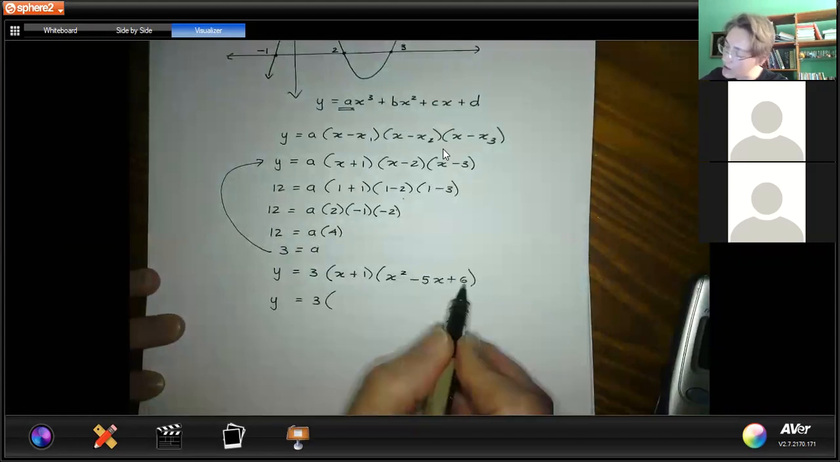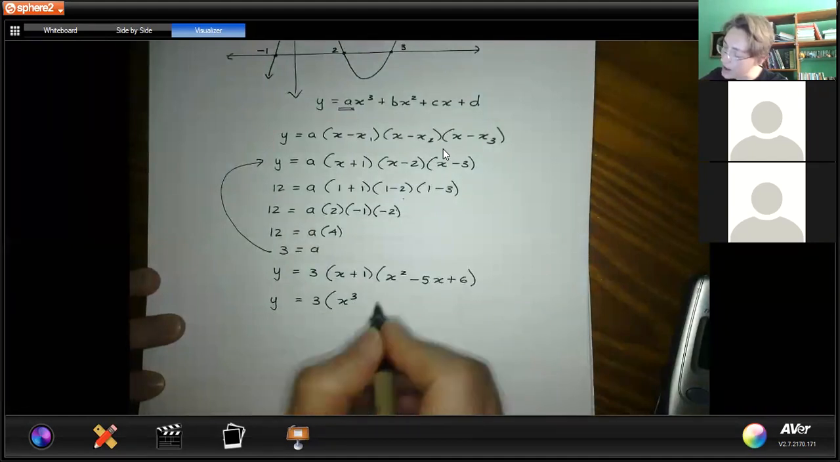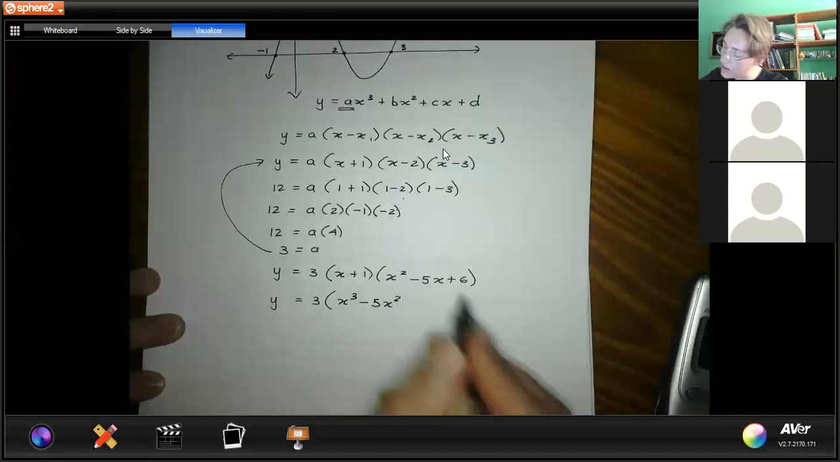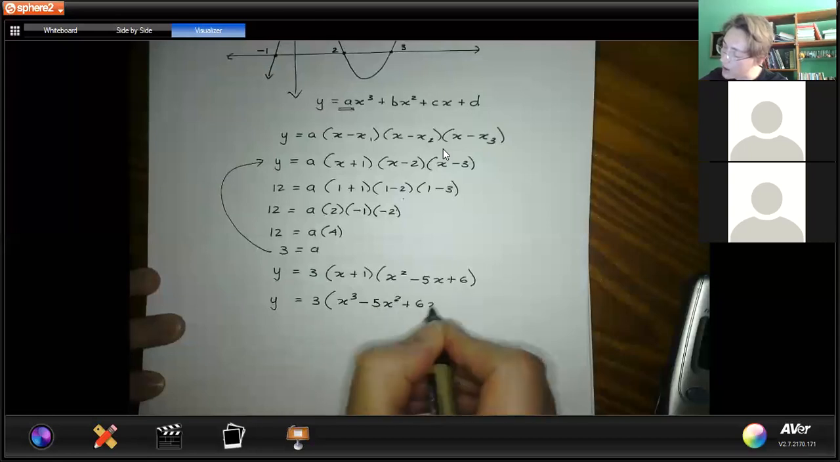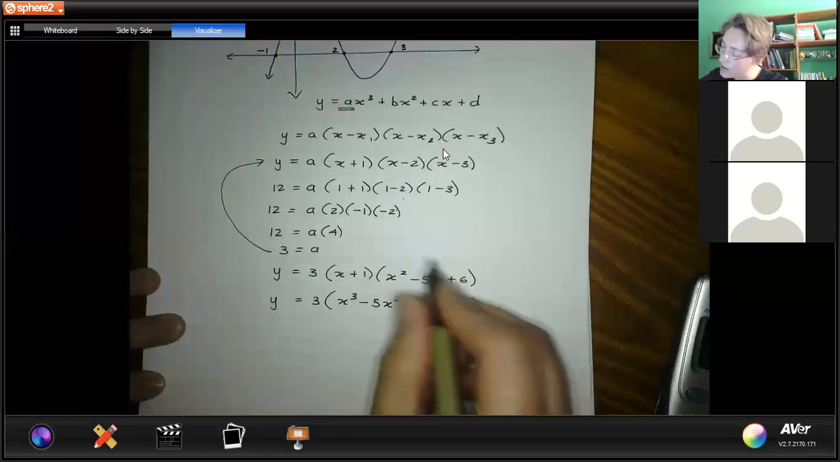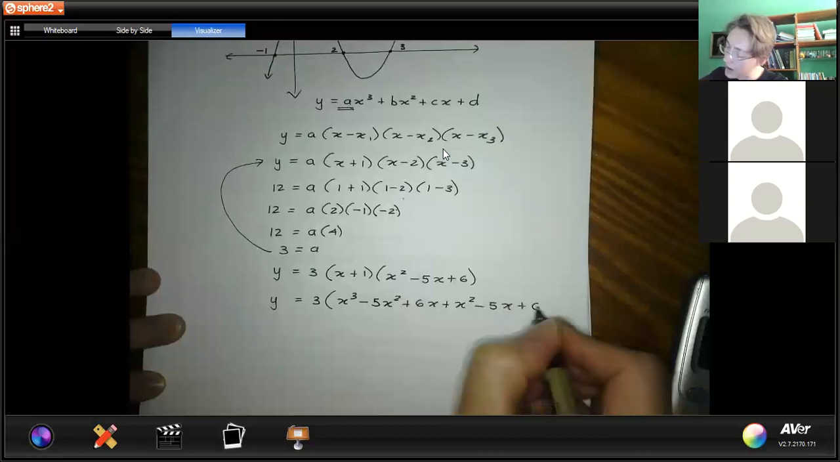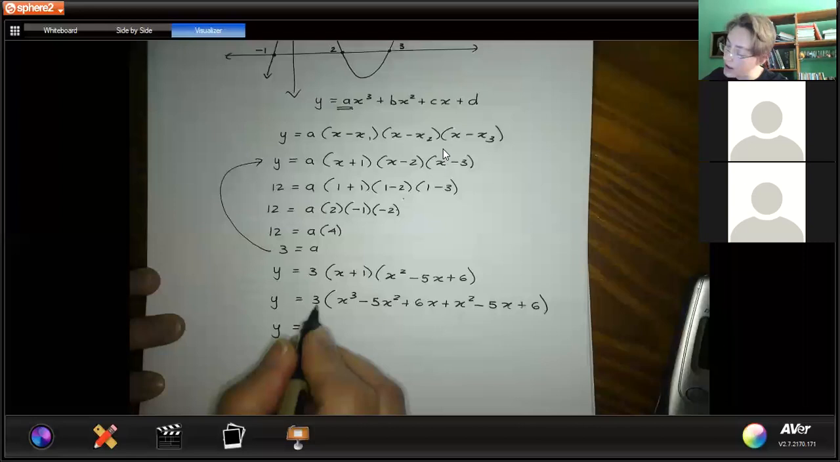So x times x squared is x cubed. X times negative 5x is minus 5x squared. And then plus 6x. And then I have to multiply 1 by x squared. So it's x squared. 1 by minus 5x is minus 5x. And 1 by 6 is plus 6. There we go. And then I can finally multiply the 3 in there. So 3 times x cubed is 3x cubed.